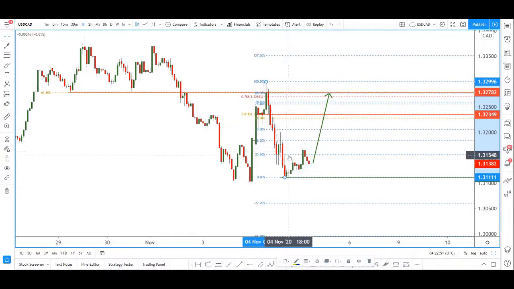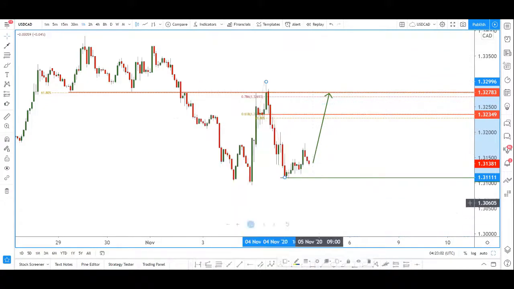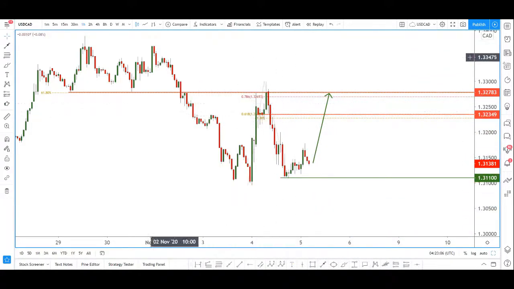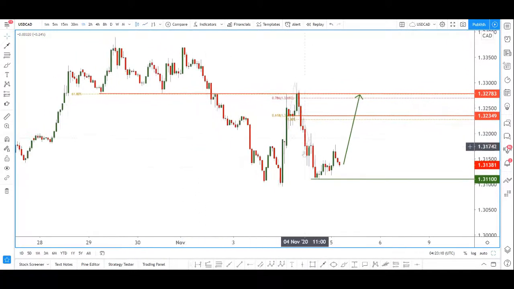So we can ignore the 23.6 and 38.2. We realize that the 61.8 is also quite close to the 61.8 Fibonacci extension level, so this is quite a strong confluence level. On the 1 hour, it is also the graphical overlap. So we have two targets.